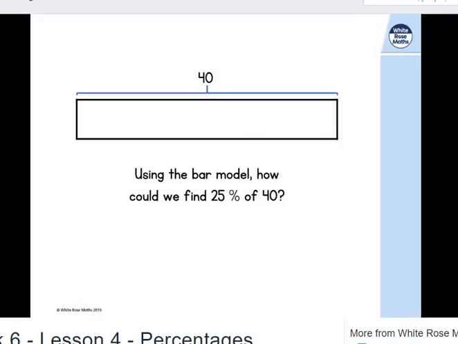Okay, using the bar model, how could we find 25% of 40? So have a think for yourself first. How could we do it?